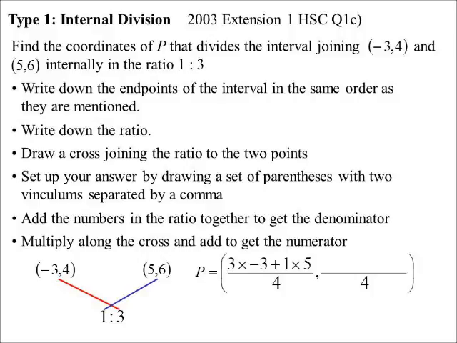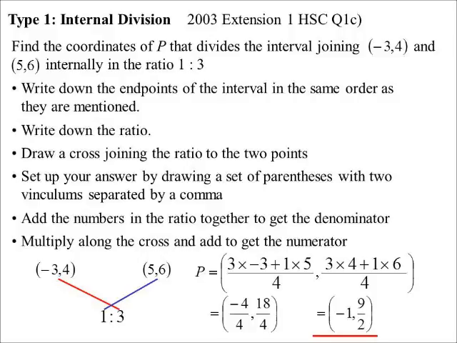So for the x values, I use the x values. 3 times -3, 1 times 5. And for the y values, I use the y values. 3 times 4, 1 times 6. And so there's our answer.